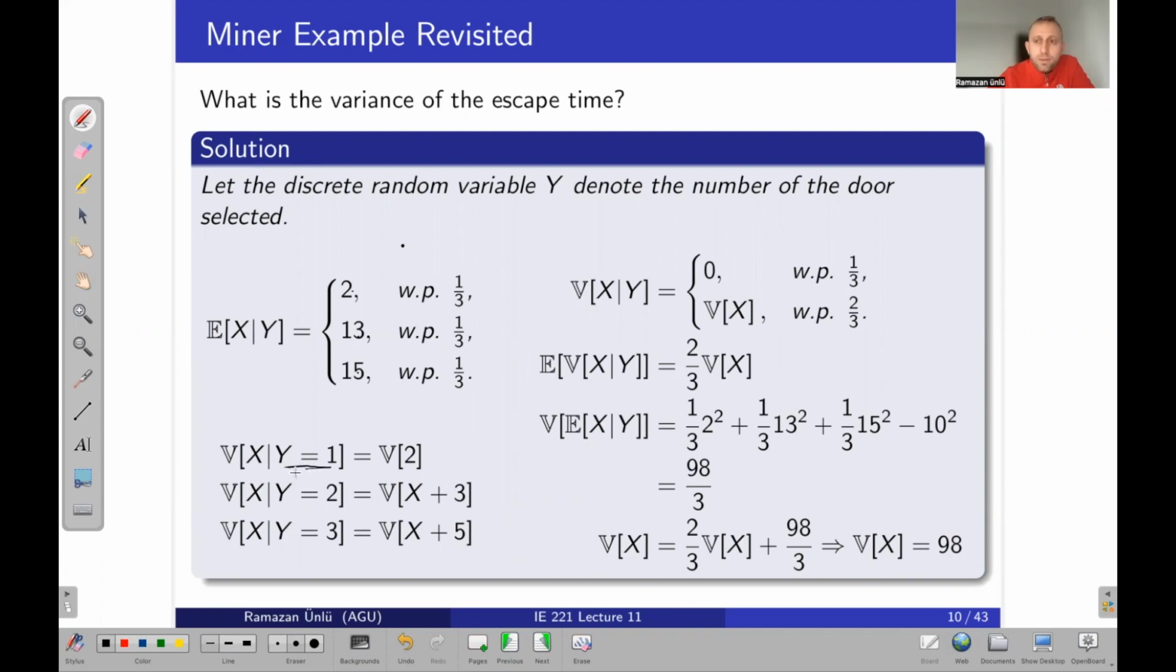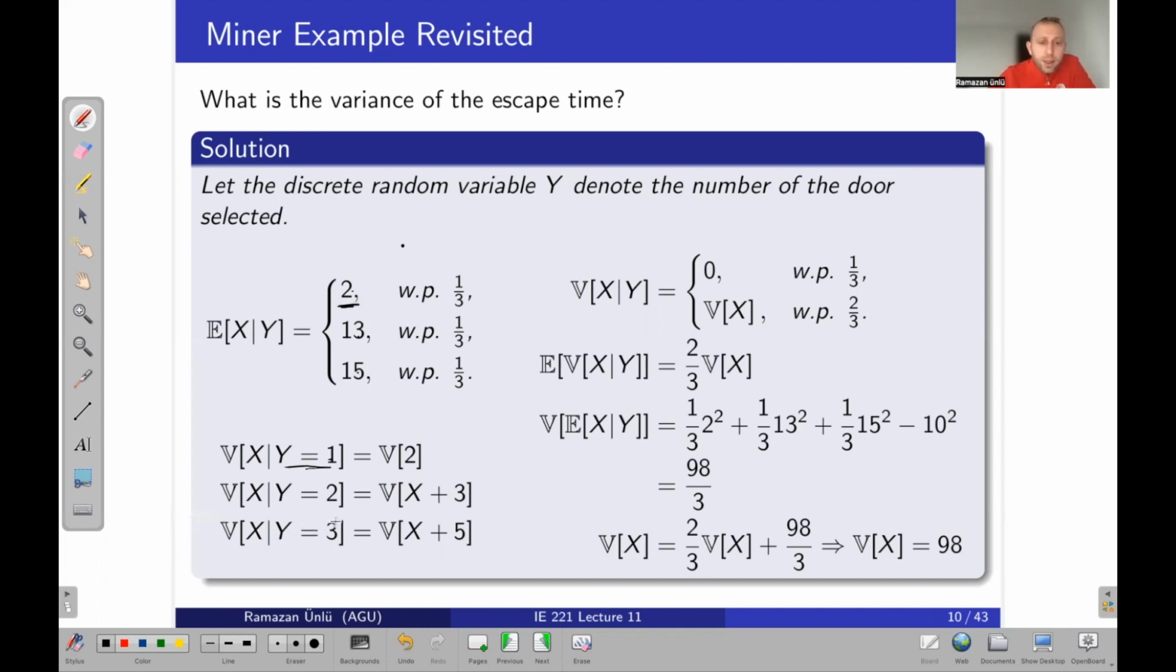is equal to 1. Remember that the meaning of y equal to 1 is choosing the first door, and the miner will escape from the mine in 2 hours, right? So there will not be any variation, they will just escape. So that's why that is the variance of 2, right? That is the variance of 2.